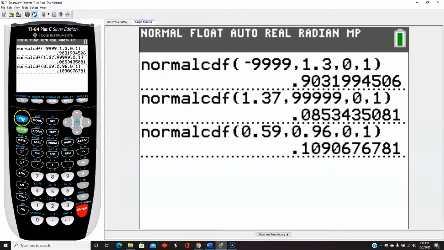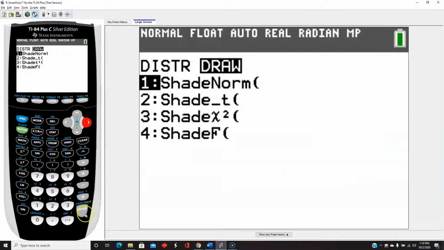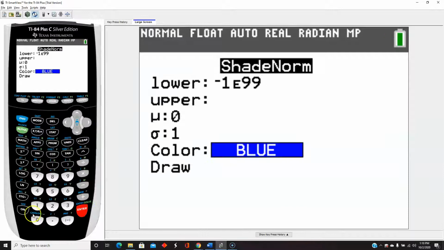And I could also do a shade norm on that. Let me do clear draw first, and then a shade norm, just to see the little sliver of 11% that we're talking about, from a z-score of 0.59 to a z-score of 0.96. Let's see what that looks like shaded.